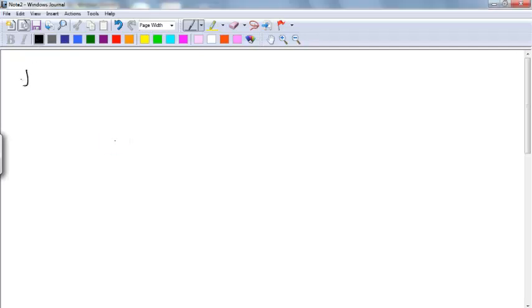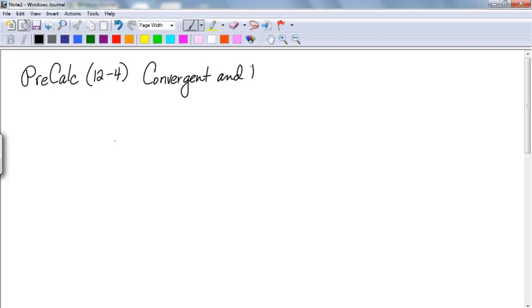Okay, so put this in your notes: convergent and divergent series. Convergent and divergent. And these are all about series, so they're going to be separated with plus or minus signs. Remember, sequences are separated with commas, series separated with plus or minus signs. Okay?